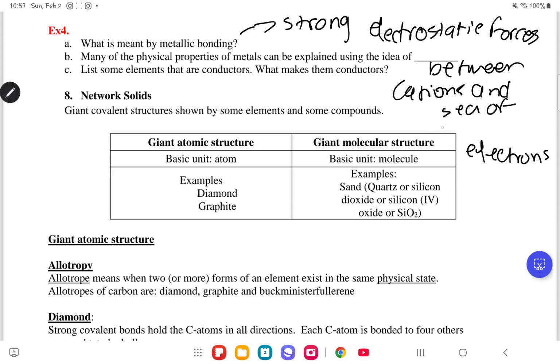Okay, and that is it for part A. Moving on to part B. Many of the physical properties of metal can be explained using the idea of the sea or cloud of electrons. And finally, part C lists some elements that are conductors, definitely metals. So examples are copper, silver, gold, anything that is a metal.